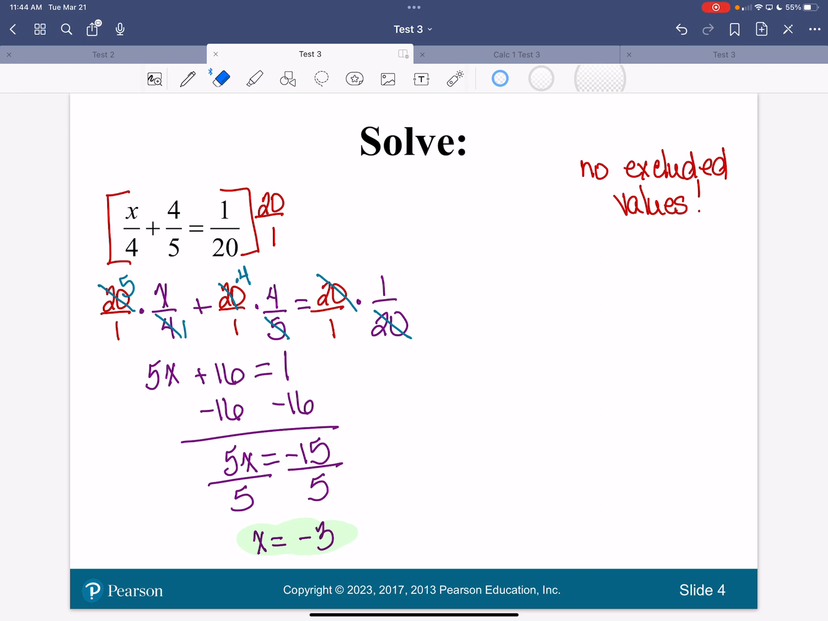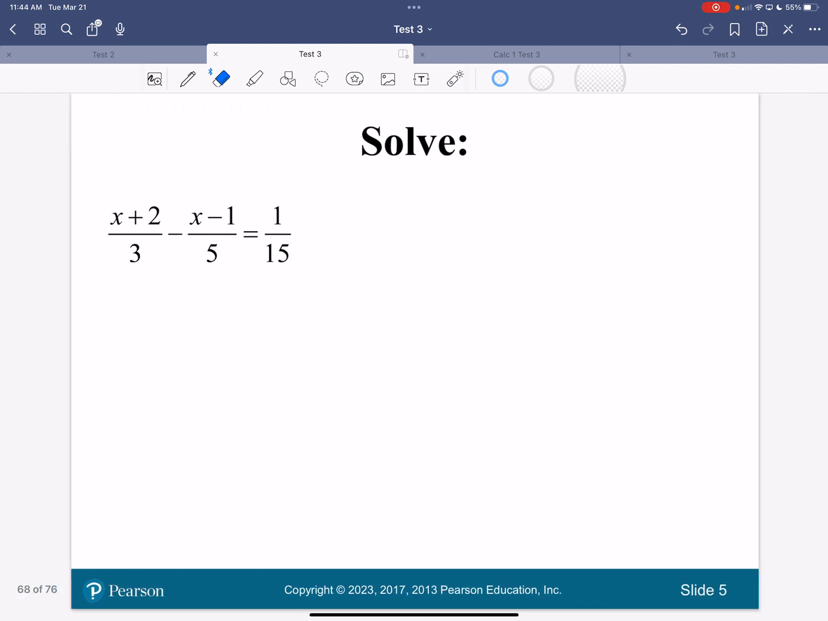Now, the next one is similar because we do not have any variables in the denominator. So look at this denominator. I've got a 3, a 5, and a 15 in this denominator. Are there any excluded values? Is there anything that this cannot be?